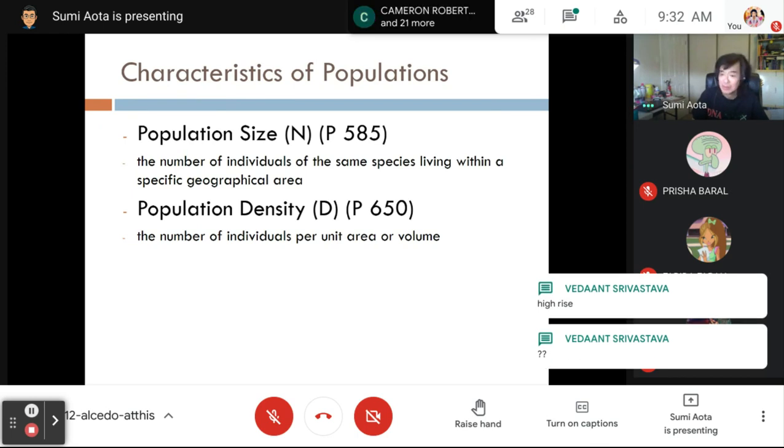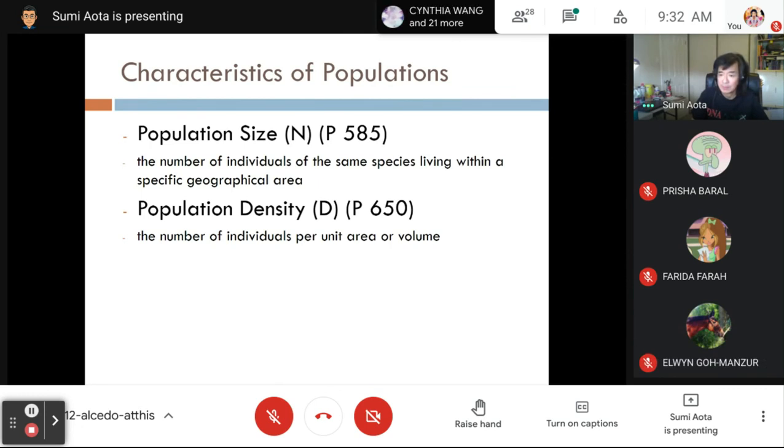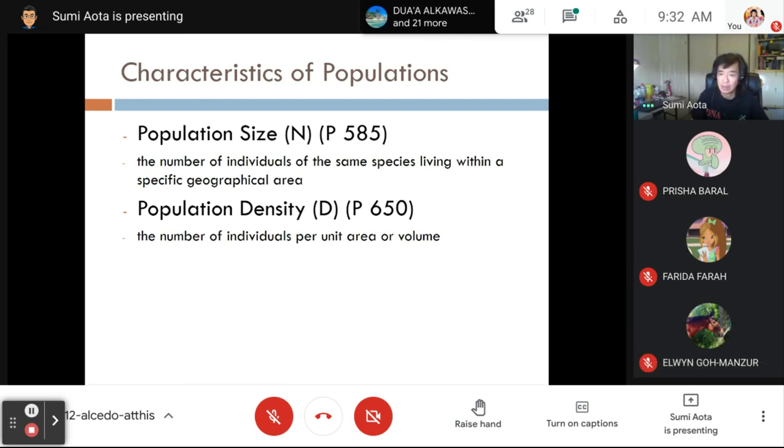No, not high rises. Because remember, this doesn't just apply to people. Aquatic, exactly, Emma. So if you're talking about organisms that live in lakes and oceans and such, well, then we're talking about 3 dimensions, right? X-axis, Y-axis, and Z-axis. So you have to talk about a per unit volume rather than per unit area. Land animals usually live in a flat 2-dimensional surface. Okay, but aquatic animals don't.